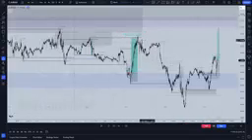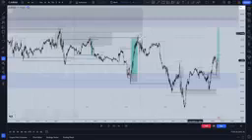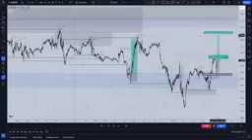I will probably wait for at least this high and then take the majority of my longs off at this New York high here, right? So putting my TP here.